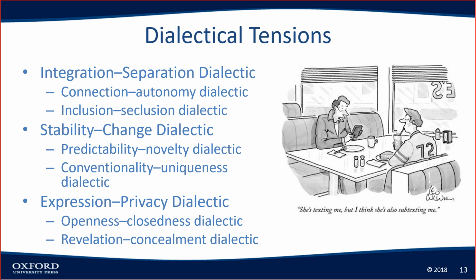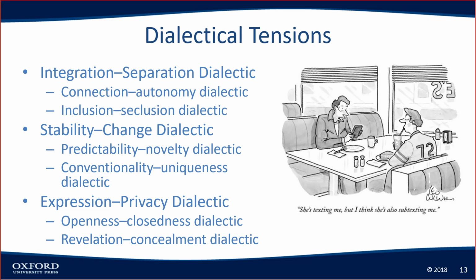Dialectical tensions. Now these occur in our relationships. When we think about the stages, we can see where we connect, where we separate, where we include or we exclude. That's part of integration, separation. Instability and change, where we can predict, we know the person well enough, or there may be some things that are new that we don't know, some things that are unique, or some things that are conventional because of our similarities. And our openness in our disclosure, our expression and privacy, how much we conceal, how much we share.